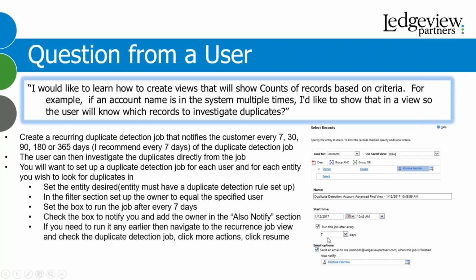Set the job to run every 7 days, then send an email to them. If you're the one setting it up for them, you'll get the email as well. But if you check the send an email to, and then also notify the user. If you had them set it up, don't worry about filling this out. It'll just send the email to them.